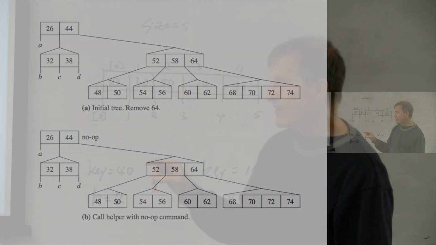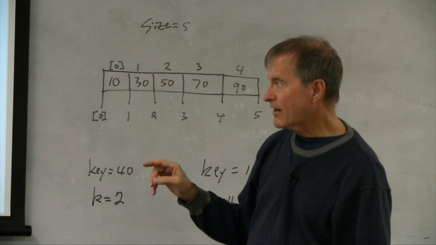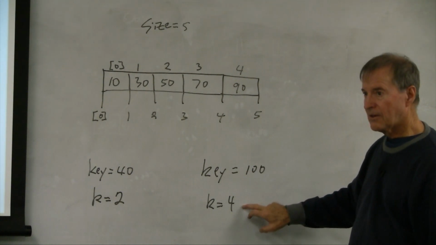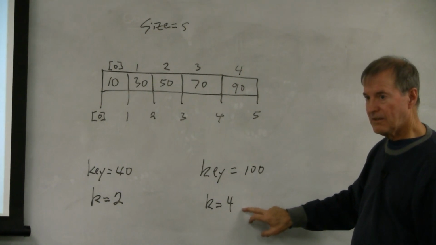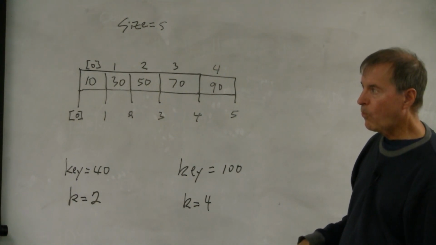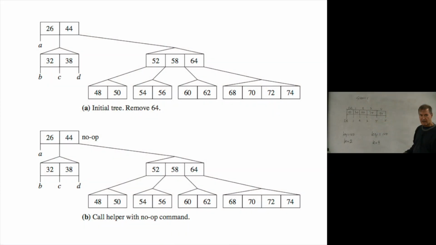Now look, what's the key? 64, right? So what's going to be our K? It's going to be 1. Are you with me? That's this situation. Does everybody see that? Our K is going to be 1. Good call. Very good call.